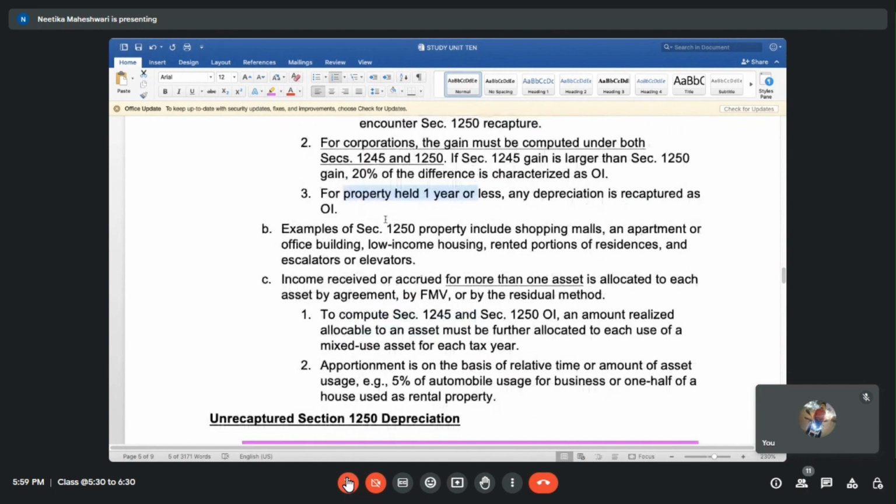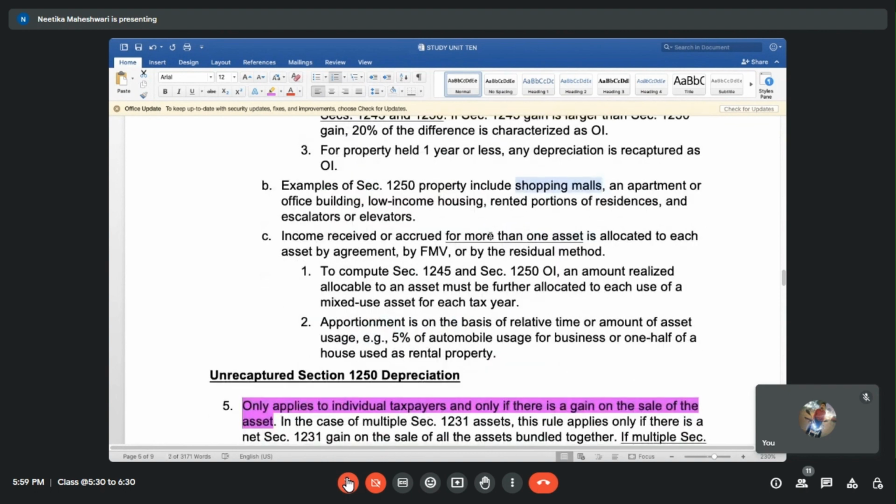Okay, there are certain examples: shopping malls, apartments and all, will all come under 1250. Any income received or accrued for more than one asset. Again, we have seen this rule earlier: if the income is coming or accrued from more than one asset, then either we have to apportion that income by using the fair market value method, or we need to use the residual method, and we need to see what income is attributable to which asset.